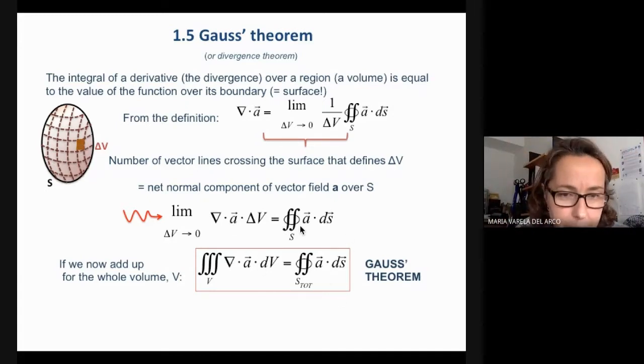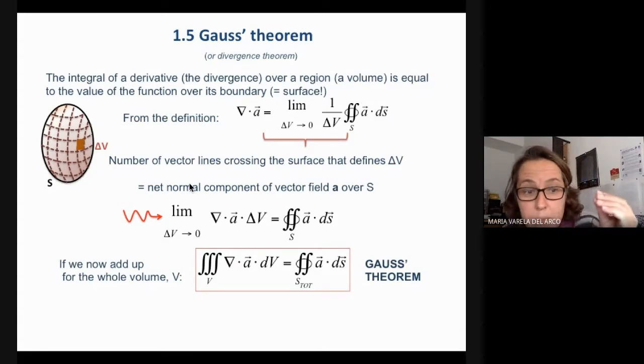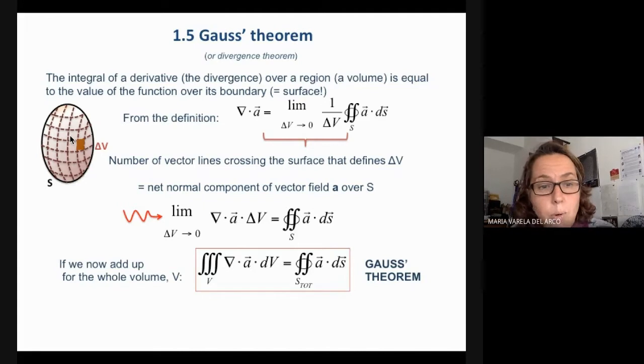This is the Gauss theorem. What the Gauss theorem says is that the integral of my divergence, my volume integral of the divergence, when it's actually carried out on a whole volume of space, any volume V, right, is identical to the net flux of my field across the whole surface that defines my volume. All right, it's a mathematical theorem, but it contains very, very important physics, and we'll use it very often.